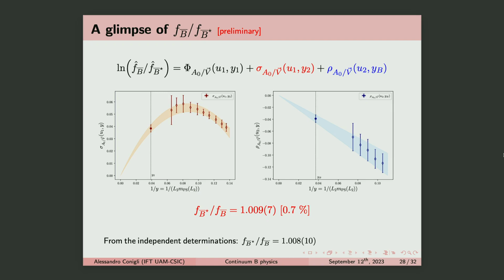Finally, these are our results extracted from the step scaling, from this master equation here for the step scaling function, and we achieve a 7 per mil accuracy. In order to check our results, we also extracted the ratio from the independent determination of FB star and FB, and as you can see, they nicely agree within error among the two strategies.